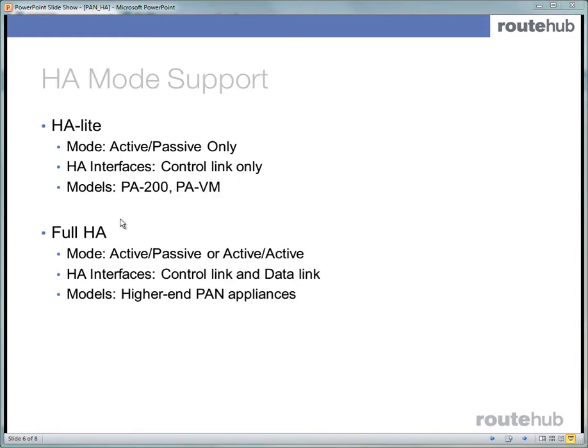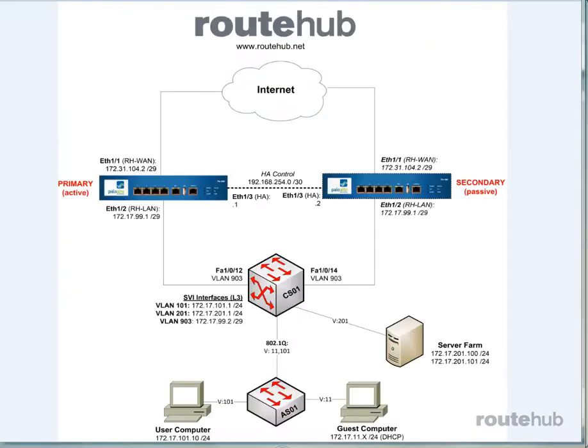Now, full HA includes everything that we talked about. So you can enable either mode, active-passive or active-active. You can use control and data links. And again, this is typically used on the higher-end PAN appliances that you may have. And finally, this is the network diagram that this video will be based upon for configuring high availability.